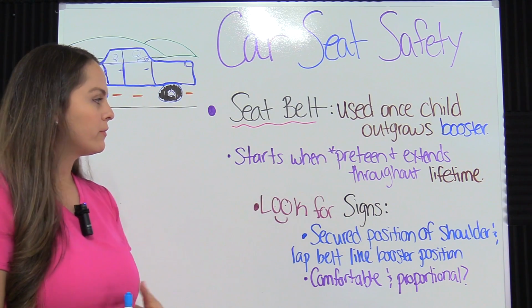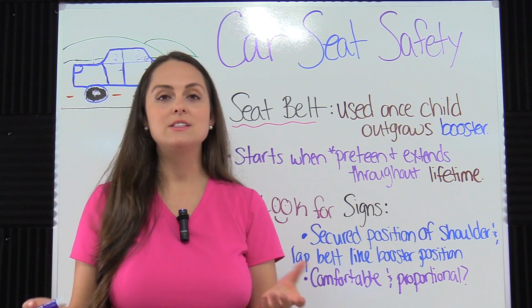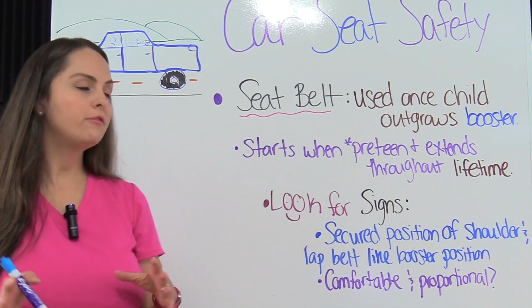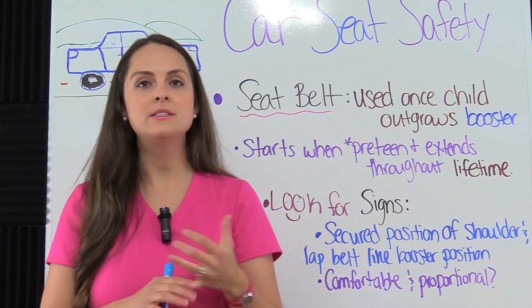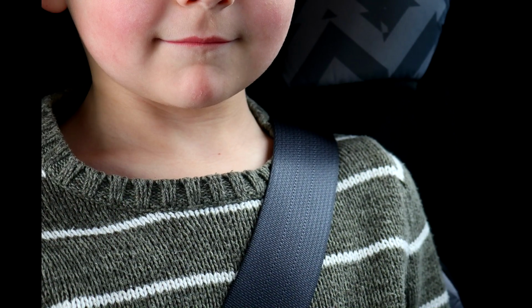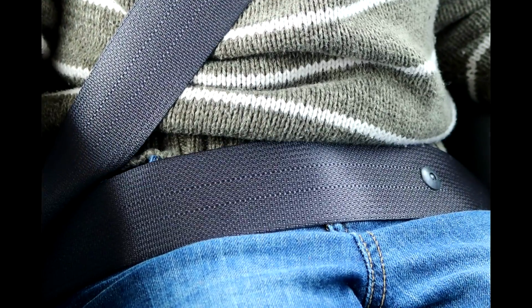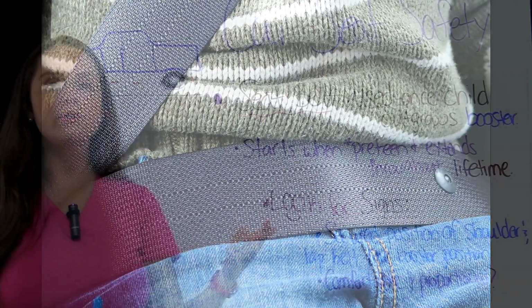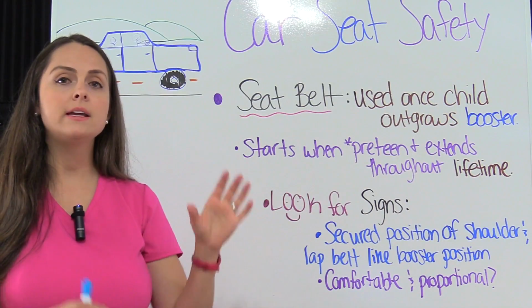So we want to look for signs that our child is ready for the seatbelt and actually fits in the seatbelt. Therefore, they should be secured in a position that's going to look similar to what it looked like in the booster seat, but without the booster seat. So that shoulder and lap belt should be similar in the way it looks, and they should be comfortable, proportional, and they should be developmentally ready.